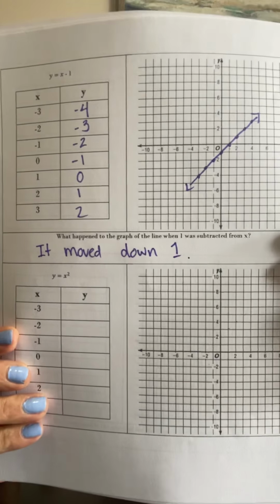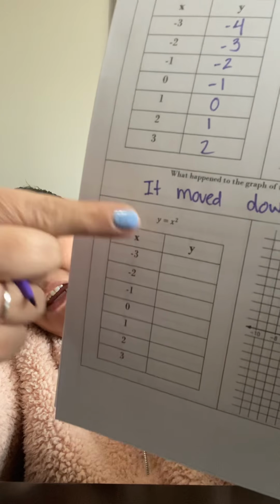Awesome. Okay, next one. I see I'm going to be getting into quadratics because it says y equals x squared, which means it's to the second power, which I know is going to make the shape of a parabola. So let's plug this in.